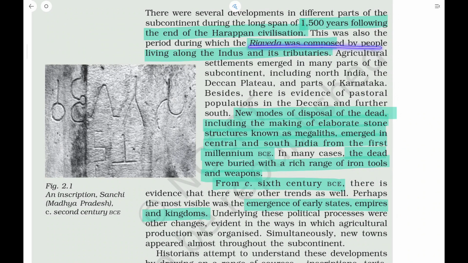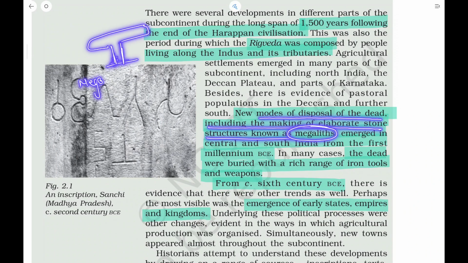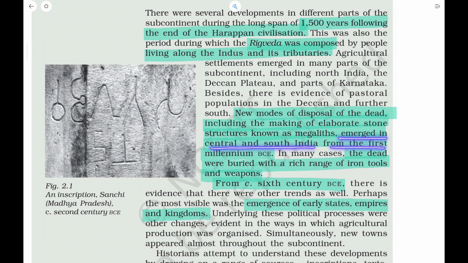Now the Rig Veda was composed by the people living along the Indus and its tributaries. Then there is evidence of pastoral populations in the Deccan and further south. It means we are seeing the expansion of people to various parts. There were new modes of disposal of the dead, including the making of elaborate stone structures known as megaliths. Now the megalith was a burial technique in which the dead was buried and a stone was placed above it. So this technique was called megaliths. It emerged in central and south India from the first millennium BCE. In some cases the dead were buried with a rich range of iron tools and weapons. Why iron tools were used, I have already told you.